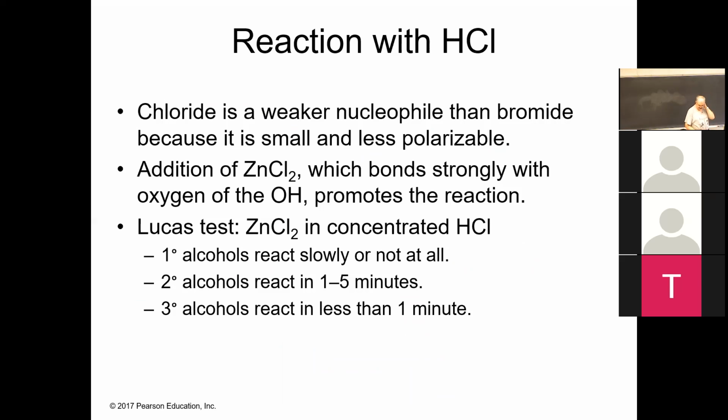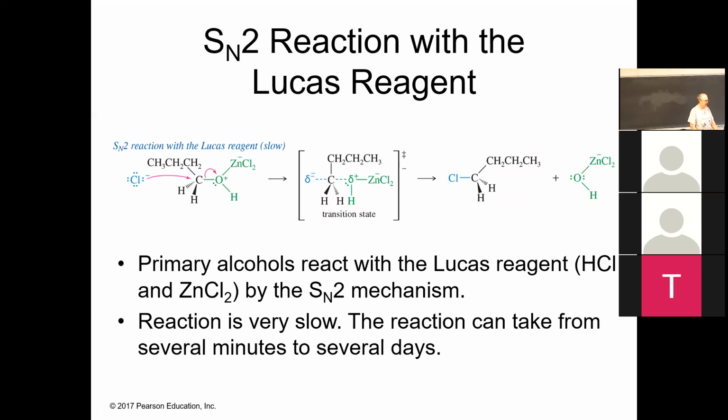I'm going to review the Lucas test. That's a mixture of zinc chloride and HCl. The idea here is that primary alcohols react either very slowly or not at all, secondary alcohols within 5 minutes, and tertiary alcohols within 1 minute. This converts the alcohol to the alkyl halide, and what you see is either a precipitate or a white cloudiness. Here's the SN2 reaction, which we said was very slow, even though this is a very good leaving group.